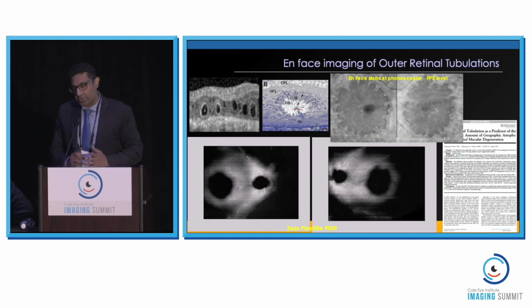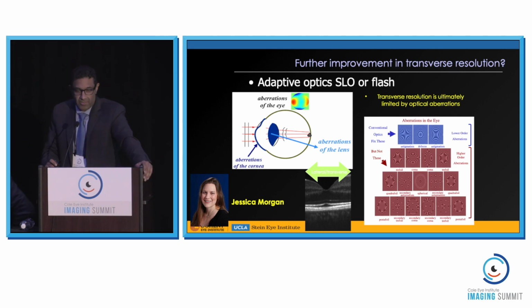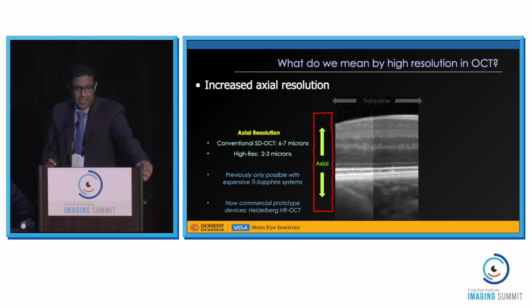If we want to improve transverse resolution even further, though, you really have to be able to create a smaller spot on the retina with the laser. And to do that, you'd have to compensate for the aberrations inherent in the optical system of our eyes. This is where adaptive optics, which I think most here are familiar with, comes into play. But I want to switch from improvements in transverse resolution to trying to improve axial resolution, which is really the main focus of my presentation.